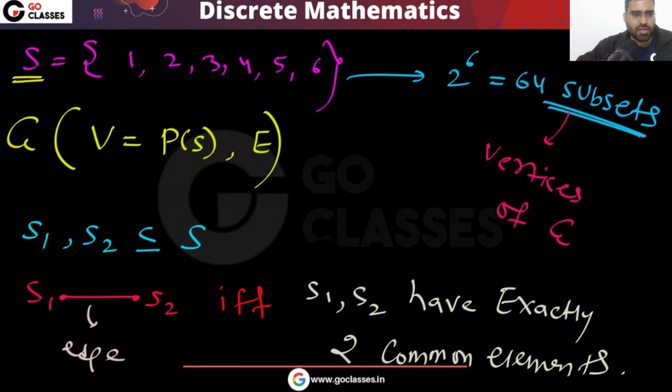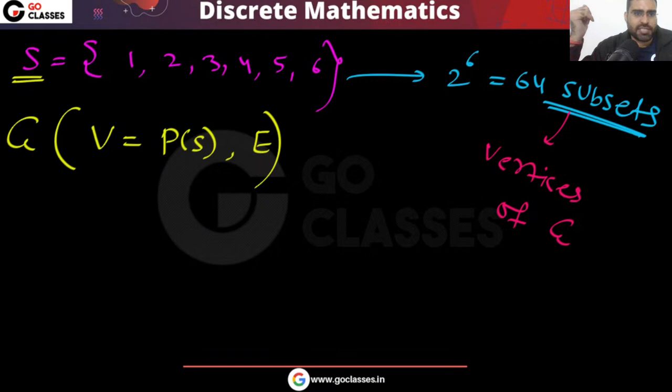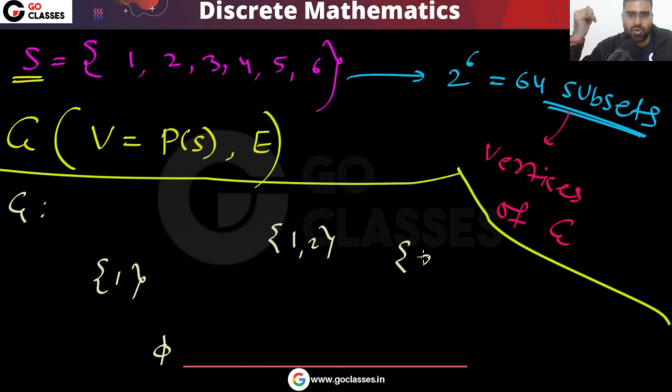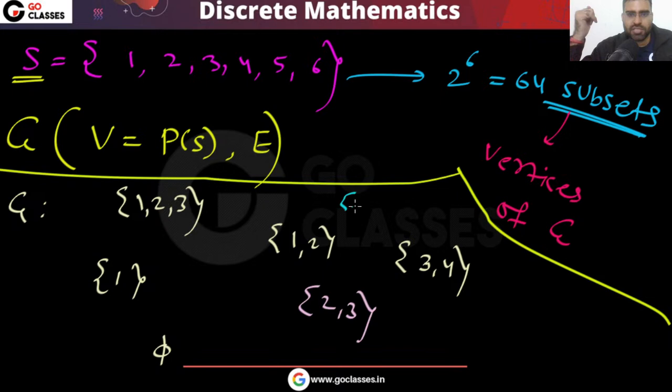Okay, so what will happen actually in this? Let's look at graph G. In this graph G, this will be a vertex. For example, this 5 will be a vertex. This also will be a vertex, and this also, 3, 4, like this 1, 2, 3. This also will be a vertex, and this also. For example, 1, 2, 3, 4 also will be a vertex. So these are the vertices. Of course, there will be many more. Total 64 vertices are there.